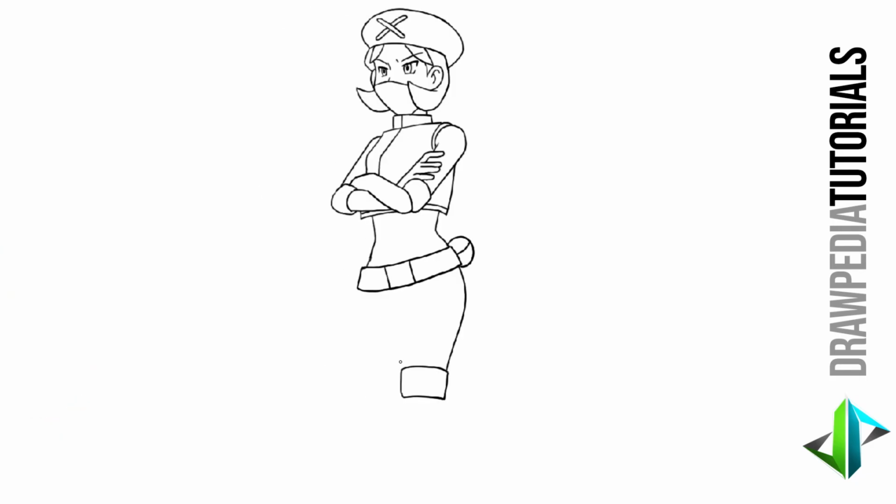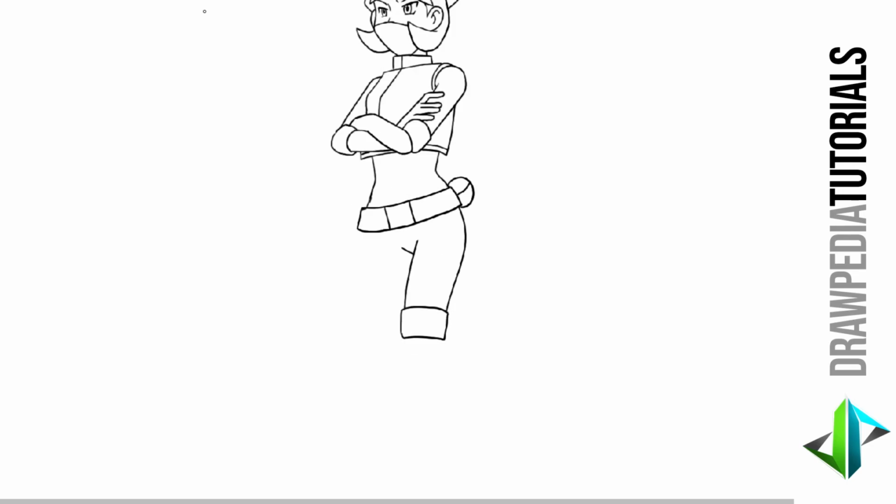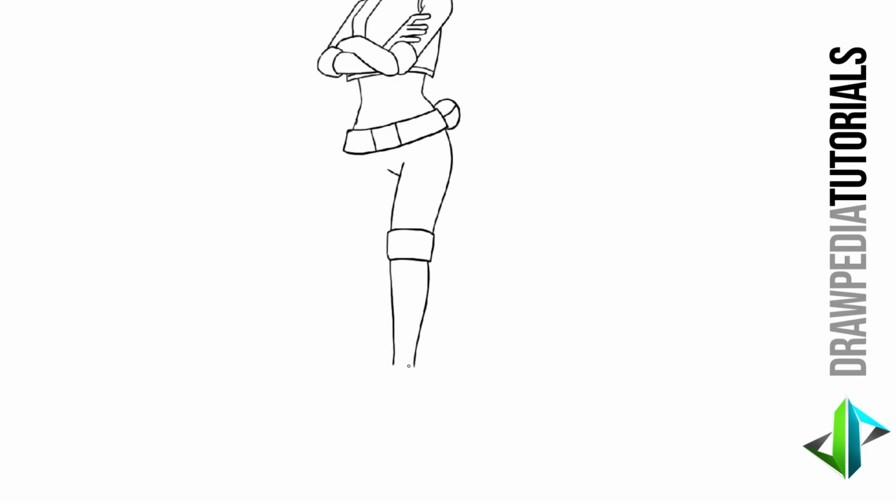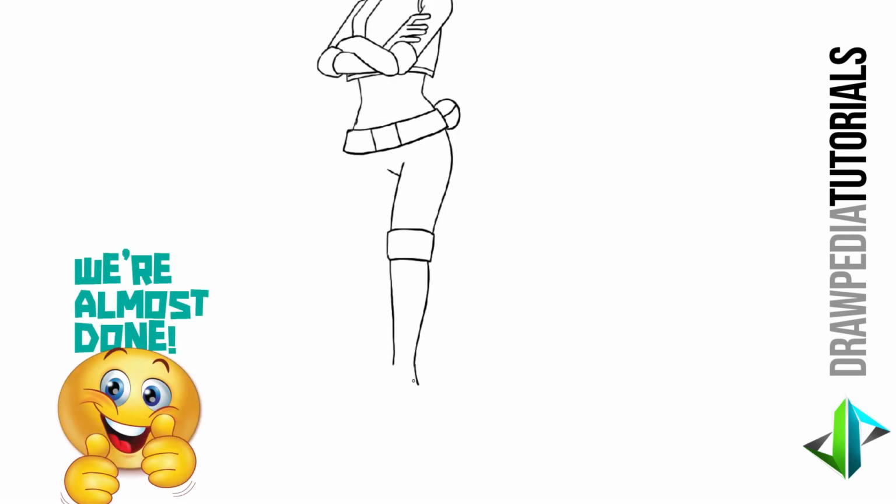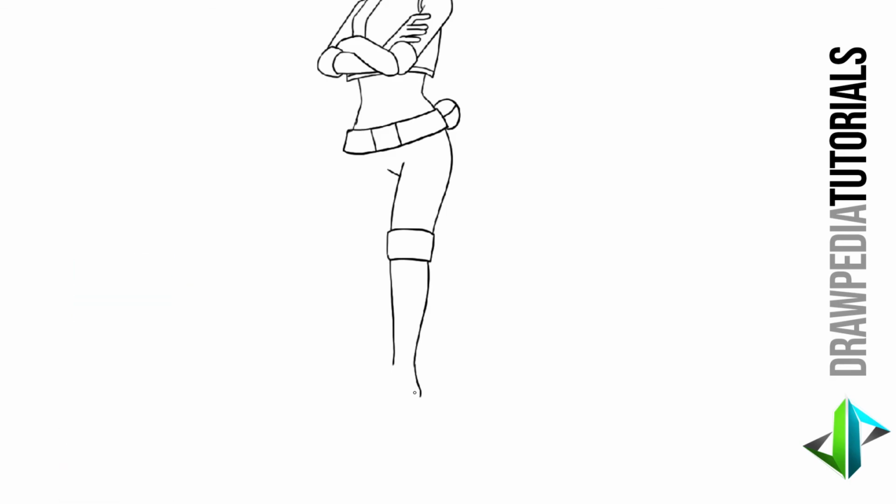For the inner line of her leg, I'm going to draw a curved line upwards and a curved line at that corner. Now I'm going to continue the line of her legs with a curved line downwards, and I'm gonna do the same thing for the front point right there. Below the ankle point, I'm gonna flare it slightly out and turn it downwards.